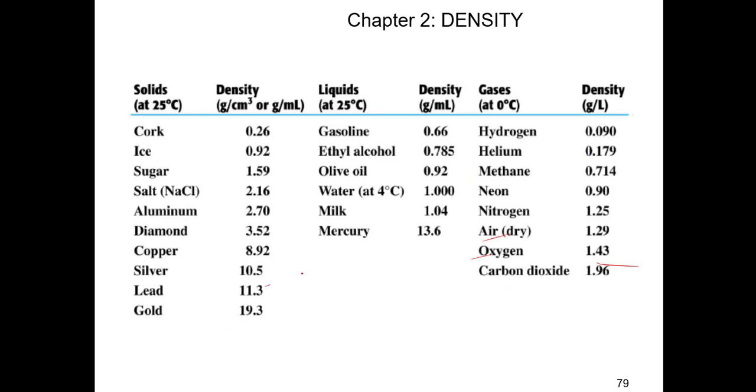Here are some real-world examples. You'll notice that the higher the number, the more dense the substance is. So lead is 11.3 compared to water, which happens to be 1, or actually like 0.999. And you'll notice ice, which is the solid form of water, is less dense than liquid water, which is 1. And lead is 11 times denser.